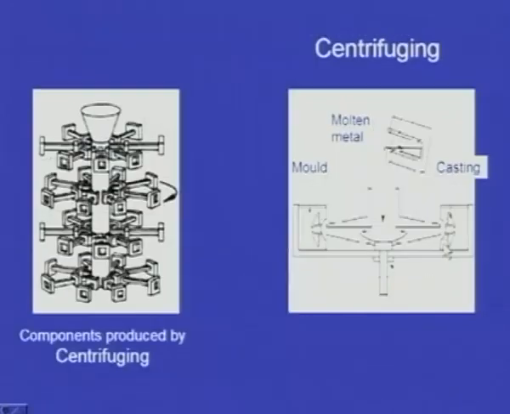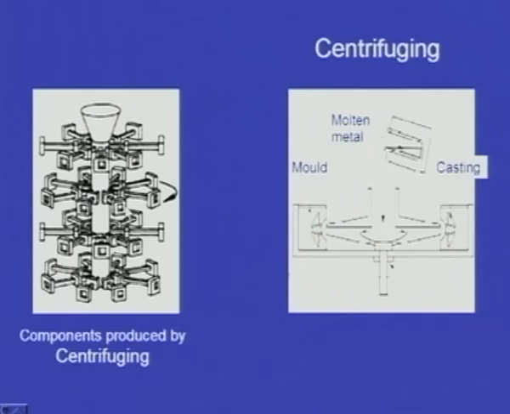And the next one, centrifuging. This is the third type of the centrifugal casting process. Here we are going to manufacture small components, all joined and gated together, and this is a central sprue, and we can see so many castings are there and we pour the molten metal.